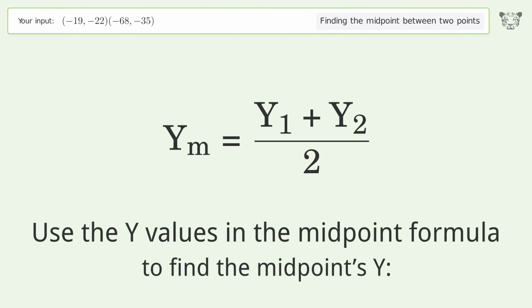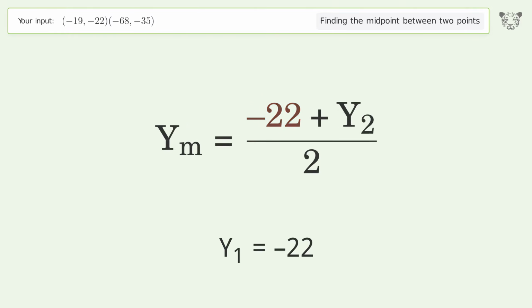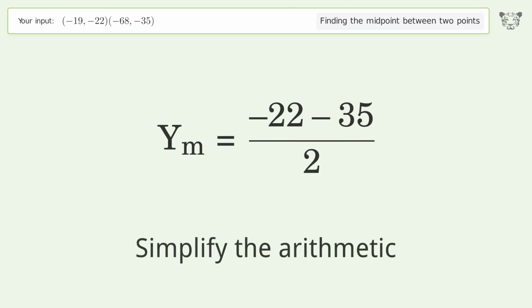Use the y values in the midpoint formula to find the midpoint's y. y1 equals -22. y2 equals -35. Simplify the arithmetic.